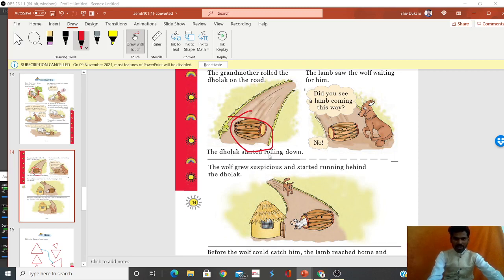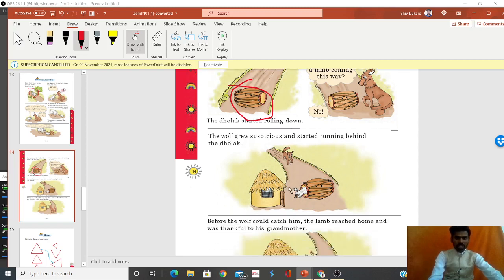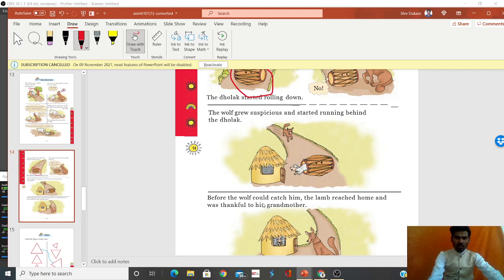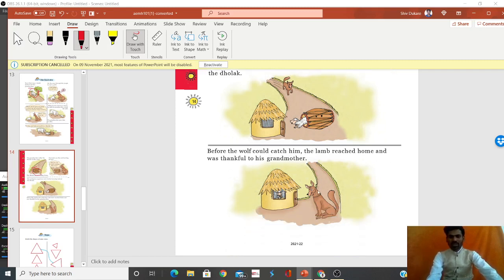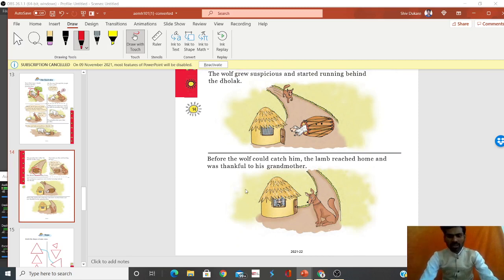The dholak started rolling down. The wolf grew suspicious and started running behind the dholak. Okay, before the wolf could catch him, the lamb reached home and was thankful to his grandmother. So the lamb skipped away from the wolf, and that was the idea of the grandmother, which was given to the lamb, and the lamb is now saved.